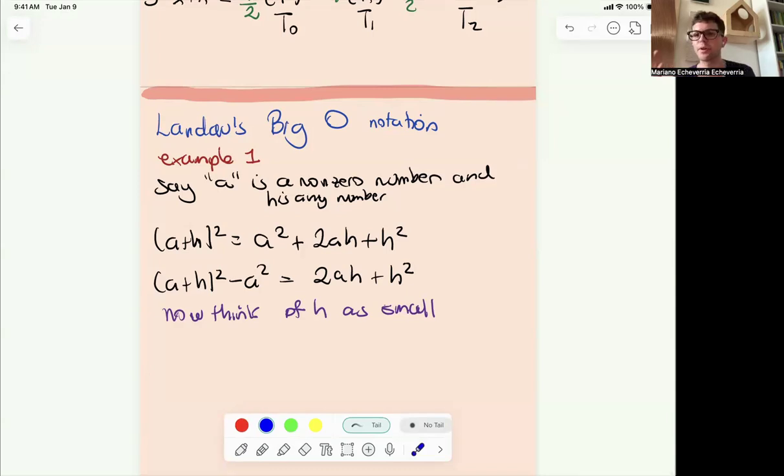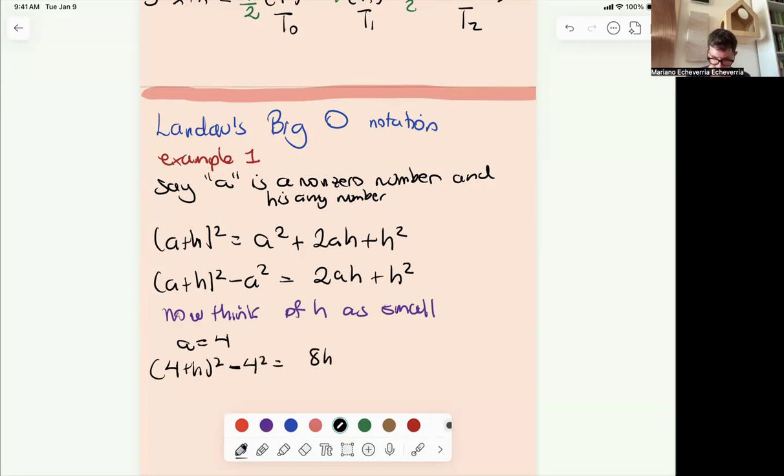In fact, we can put a particular number value for a so that we don't get confused with a. So let's say that a had been 4. So that gives you 4 plus h squared minus 4 squared, right? Which, if a is 4, gives you 8h plus h squared. Maybe that makes it easier to see what's going on.